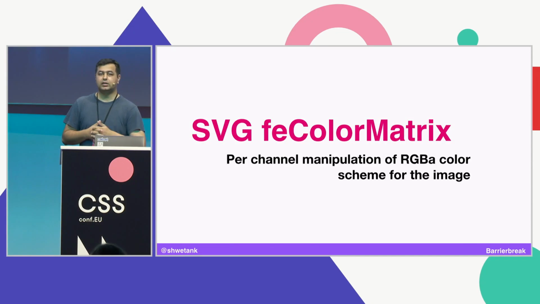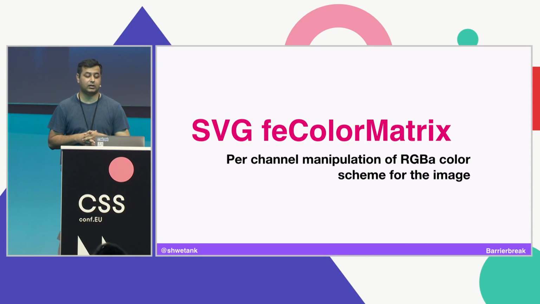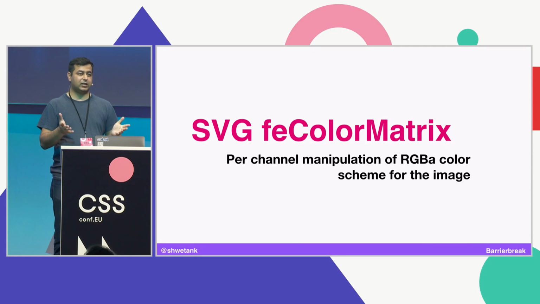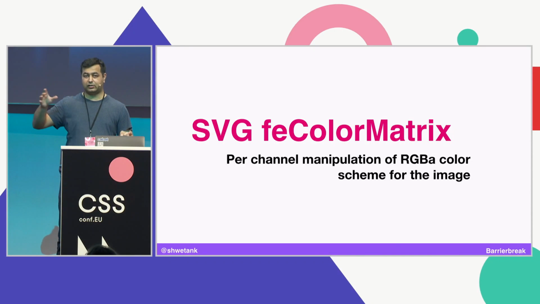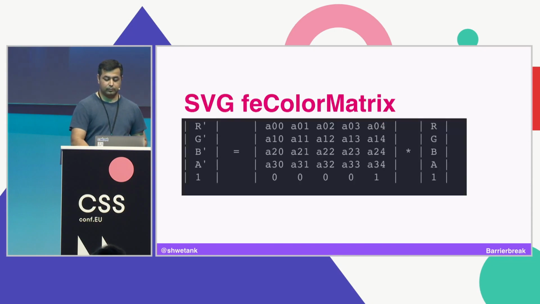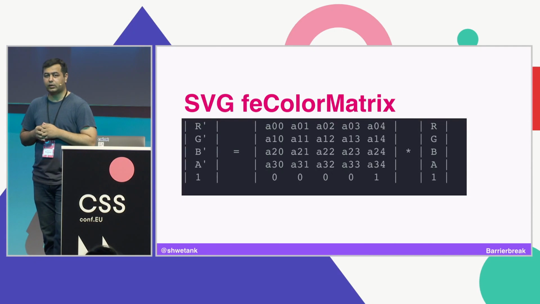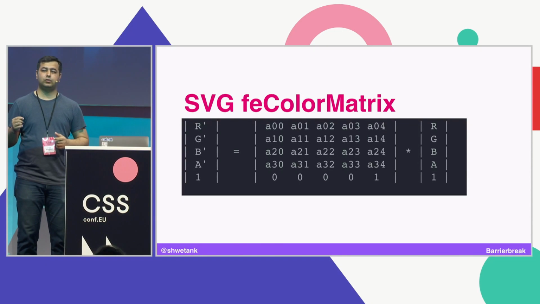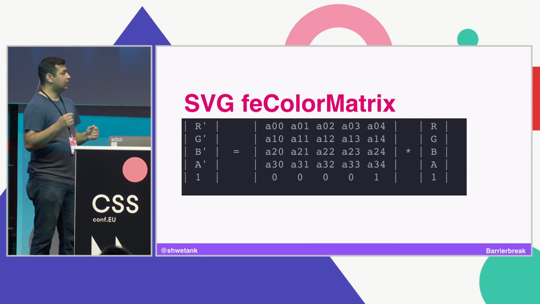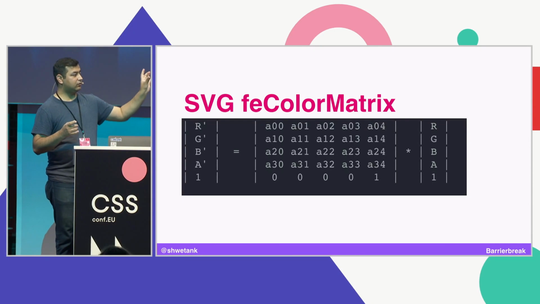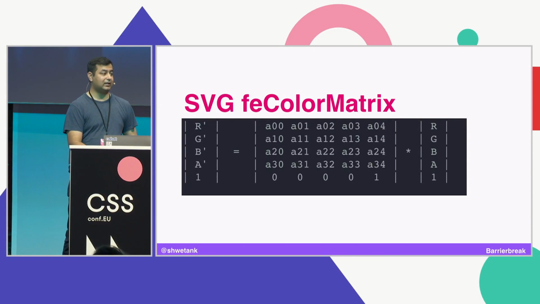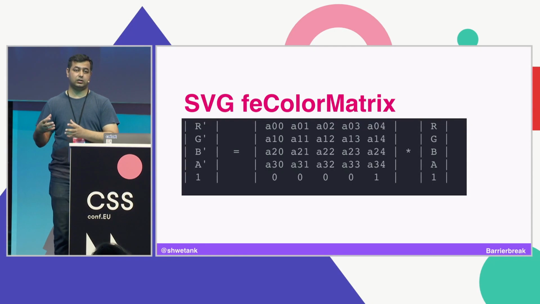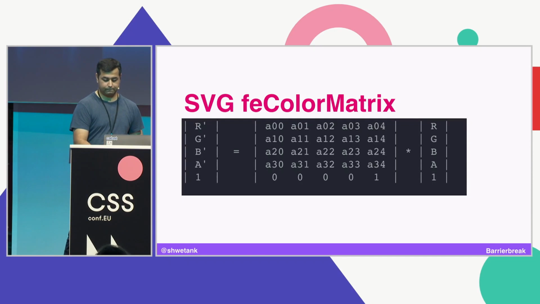I use something called FE Color Matrix, SVG FE Color Matrix. FE stands for filter effects, and the color matrix is basically a set of matrix values that you provide. So it basically works like this. You have an image. Each and every image will have an RGBA value. Now, you have a matrix with a set of values over here, and all you do is matrix multiply all those values together to form a new color for that particular pixel.